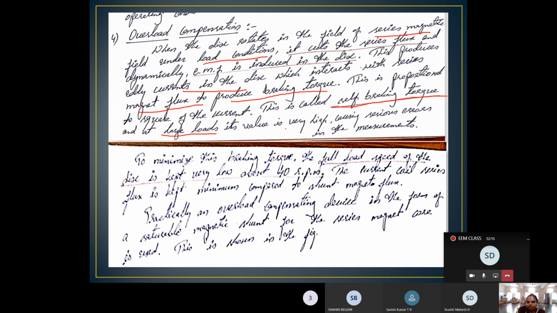Its value is very high, causing serious errors in the measurements. Think of Srishti designing a meter. The input we are going to give for that meter may be 10 watts it is going to be measuring. That meter is capable of measuring only 10 watts. Then Sachin will design his own energy meter.